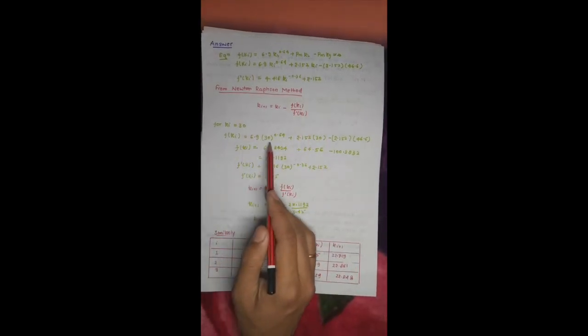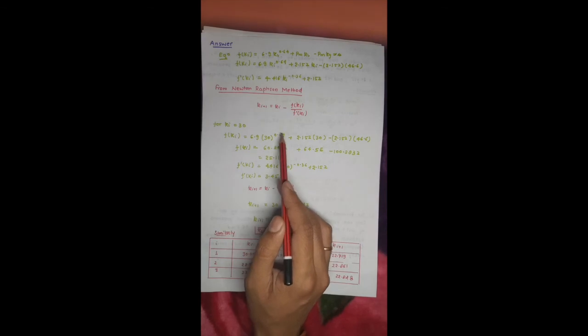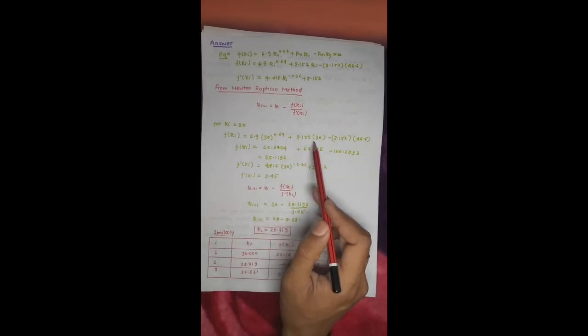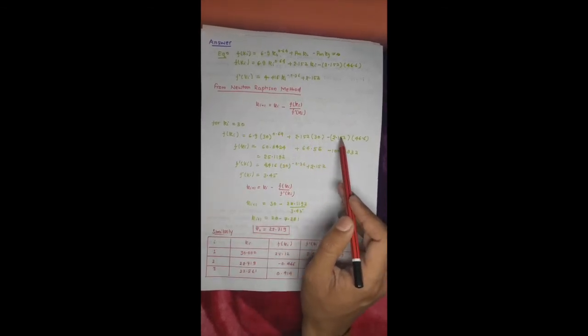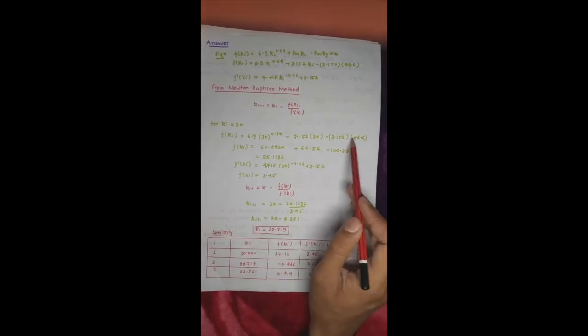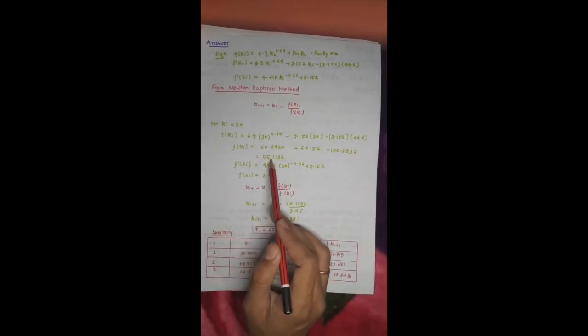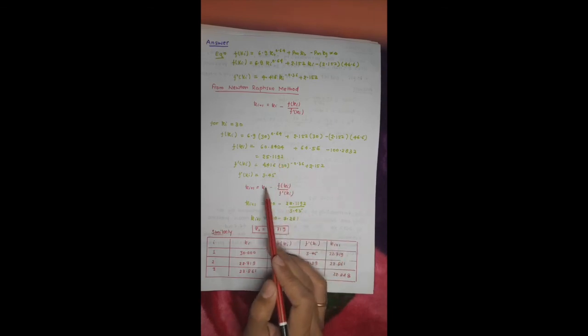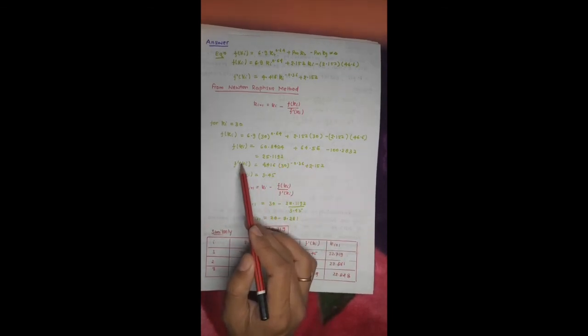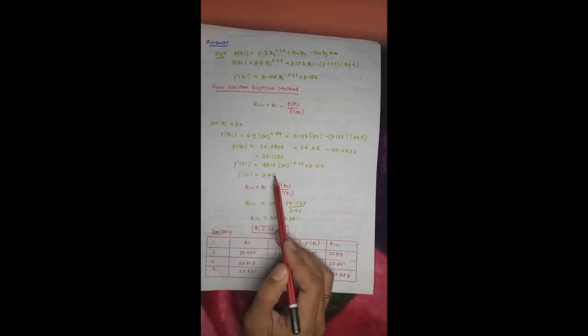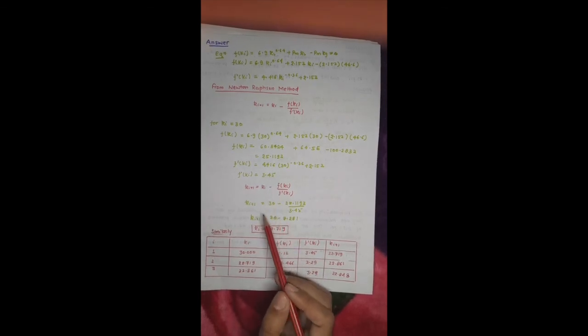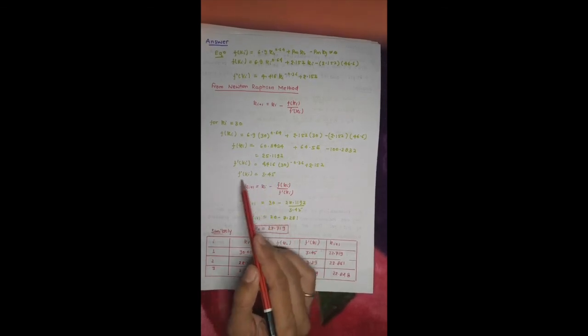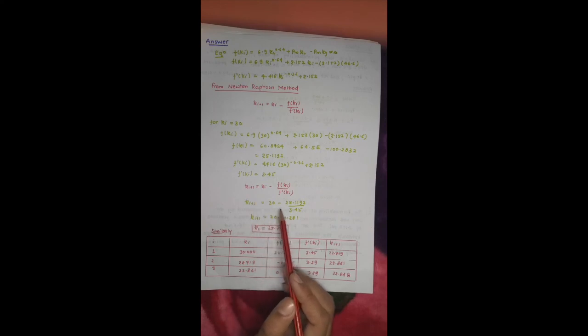So f(Ki) equal to 6.9 times 30 to the power 0.64 plus 2.152 multiplied by 30 minus 2.152 times 46.6. If we solve it, it comes to 25.1192. If we put the value in f dash Ki, it comes out like 3.45. If we apply the Newton-Raphson formula, then K2 becomes 22.719.